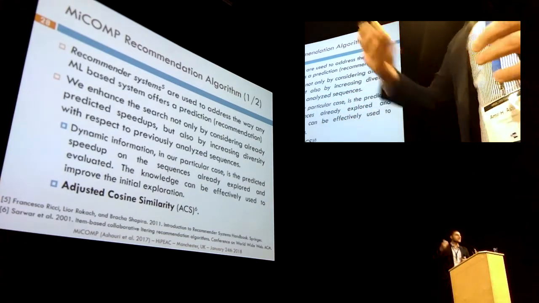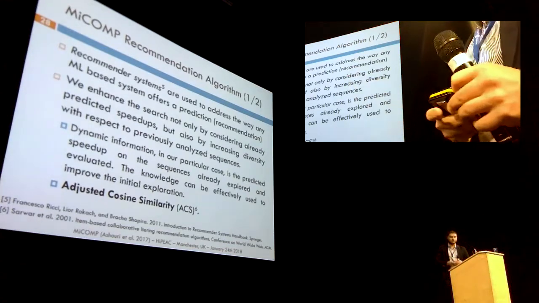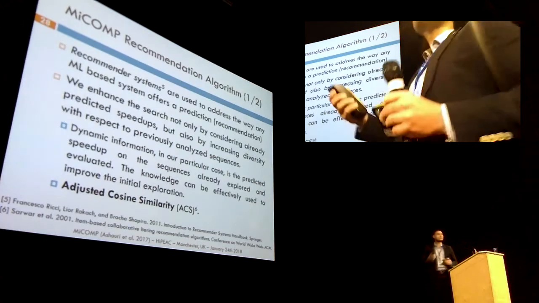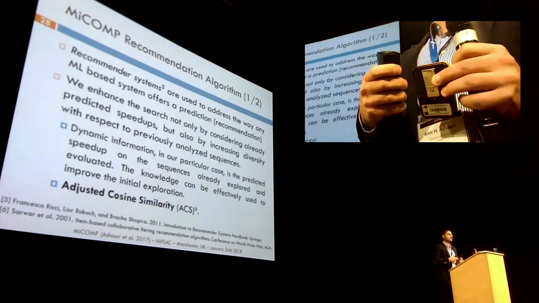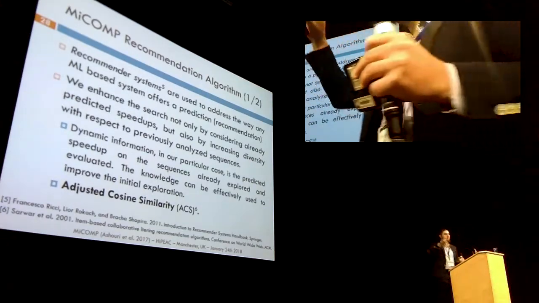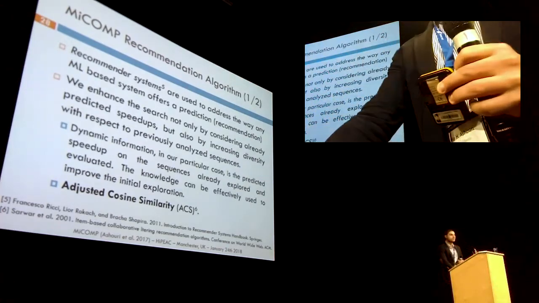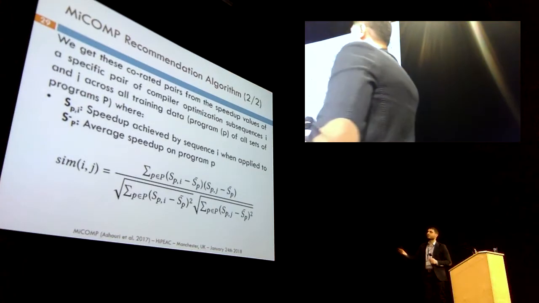And instead of using static features like just speed up, we were looking into dynamic information. So what dynamic information brought us was to traverse non-similar compiler sequences within our data set, so we could explore more our optimization space in a faster way. So we could converge to more optimal points sooner than the previous approach. So this is the method.